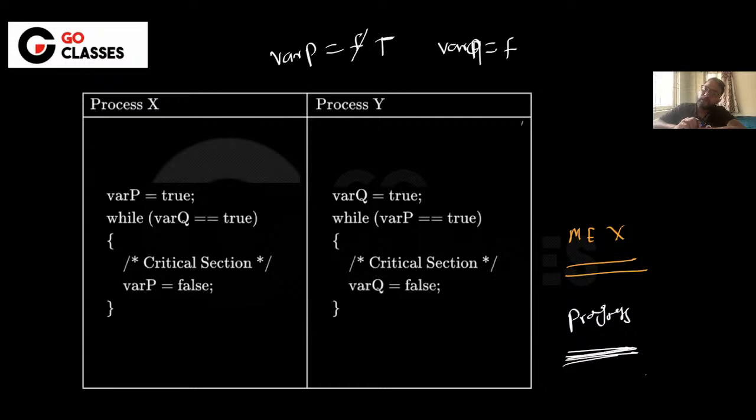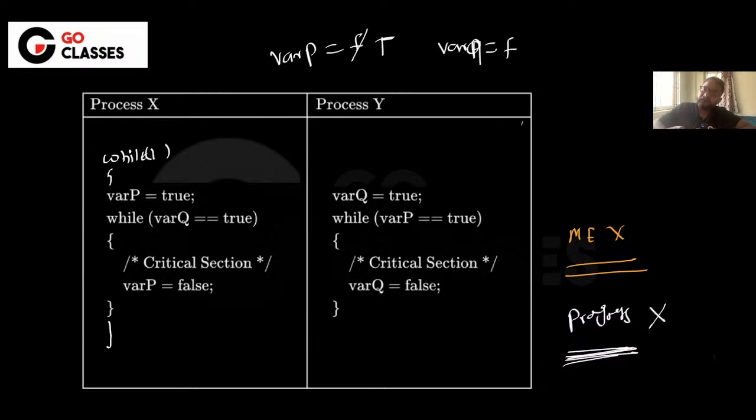Progress is not satisfied, because if this process is not at all interested, then this process cannot enter the critical section. See, originally this was the while 1, right? So it will keep on looping here. It will say, this is true, since this is not true, it will loop again, it will loop again, right? So the progress is not satisfied here. You will say progress is not satisfied.